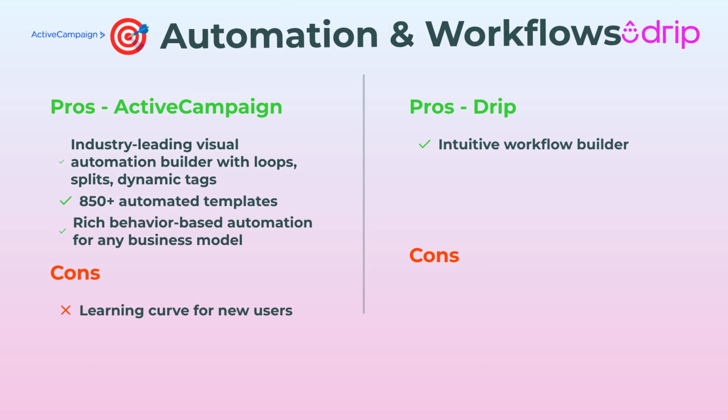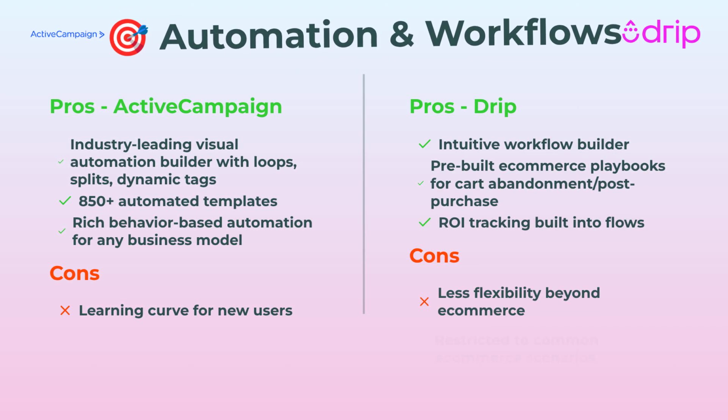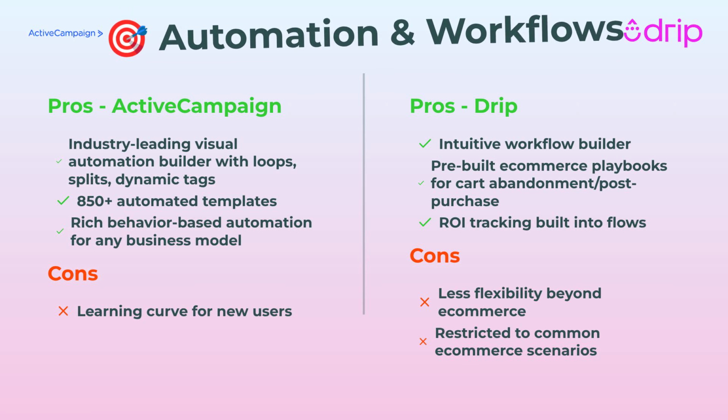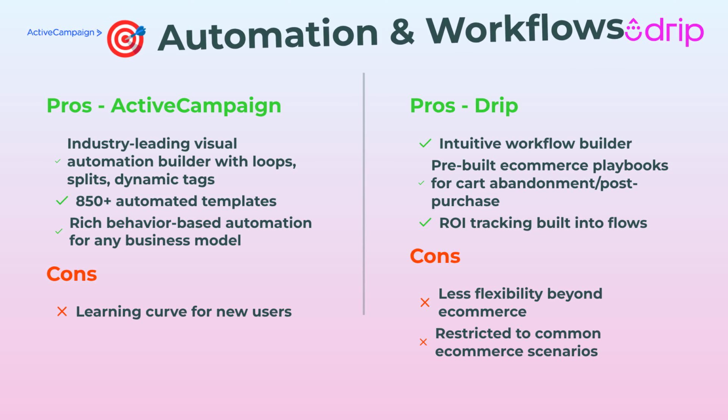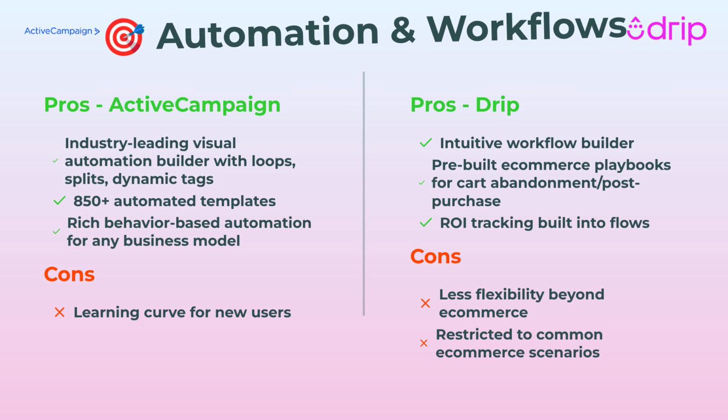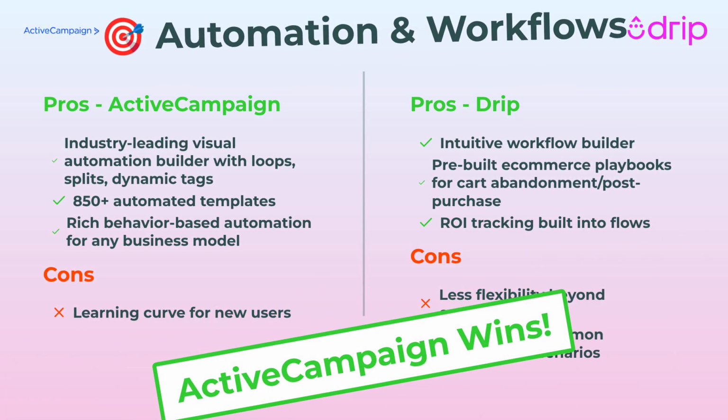Drip, meanwhile, makes automation crazy simple for e-commerce stores. You've got intuitive workflows and playbooks for super common stuff like cart abandonment and post-purchase flows. Built-in ROI tracking is a cherry on top. But if you want to automate something wild outside e-commerce, it's not as flexible. So if you want more control and customization, ActiveCampaign takes automation.